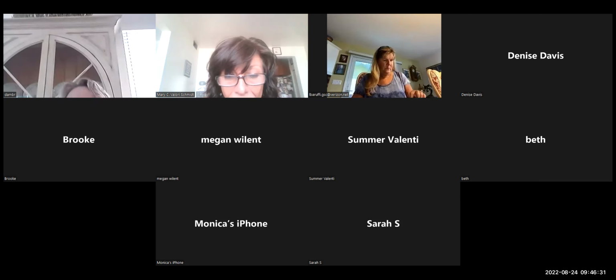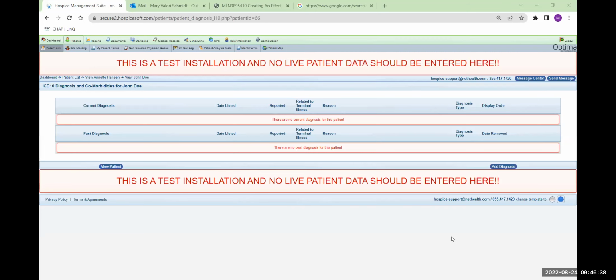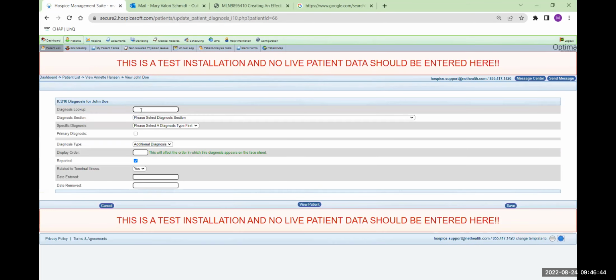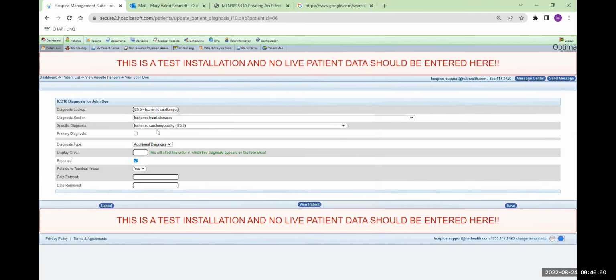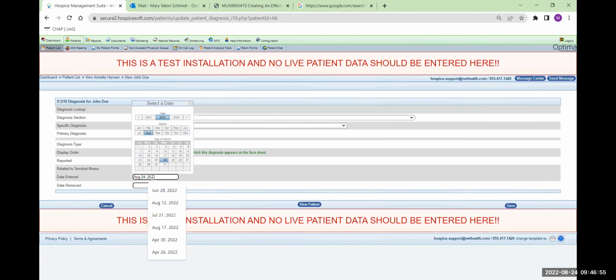All right, I'm going to share my screen and we are going to go to HospiceSoft, but the sandbox, which is kind of the fake HospiceSoft. Okay. I'm just going to throw a diagnosis in here. So let's do cardiac I-25. We'll do CAD. Ischemic cardiomyopathy, and we'll make that the primary. And it should be January of 2022. I think that's when this guy was admitted, fake admitted.